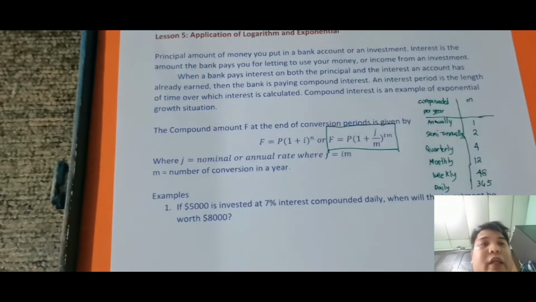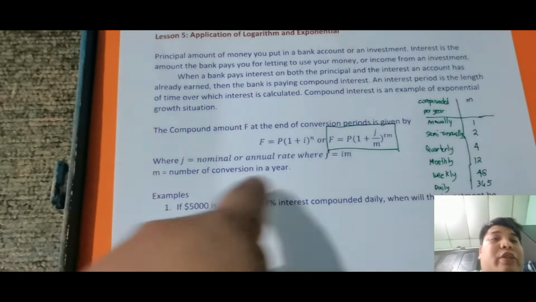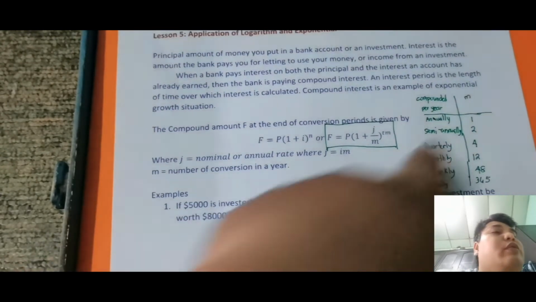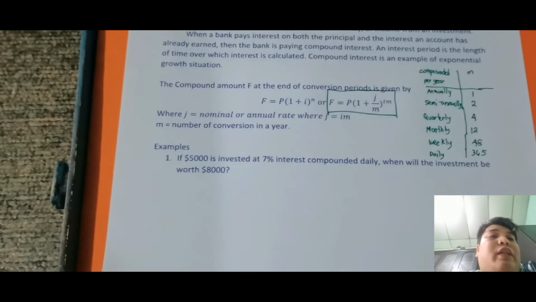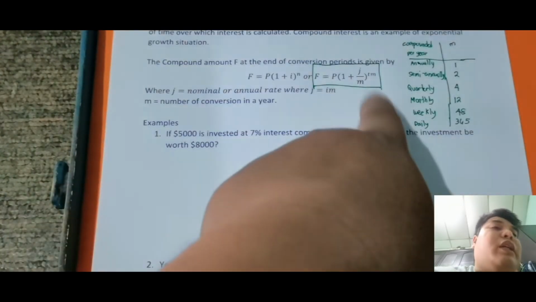Okay, so again, proceed na tayo dito sa ating m is the number of conversions in a year. So yun nga, no. So proceed tayo dito, para masolve natin yan. So ito yung gagamitin natin, ha.